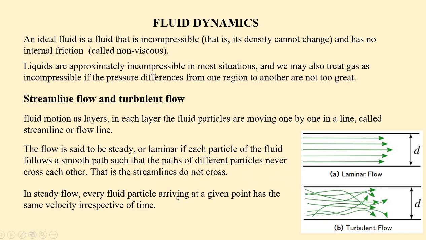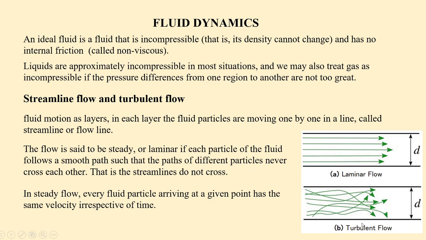In steady flow, the velocity of the fluid particles at a given point is the same irrespective of time. We know when the fluid flows, whether it is a streamline flow or turbulent flow, its velocity may change. But in the case of streamline flow, at a particular point, when every particle crosses that point, it should have the same velocity. That is the particularity of the streamline flow.